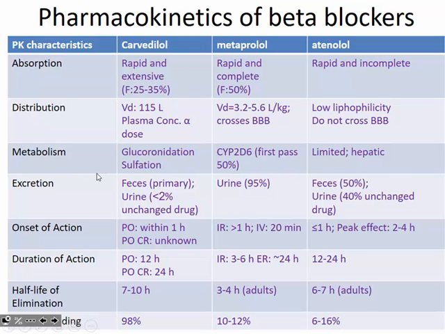So if you have a renally impaired patient and you want to choose a beta blocker, which one would you choose? Here, only 2% of the drug is getting through urine, the majority through feces. And here about 5%, and here about 40%. So which one is good for renally impaired patients? Carvedilol. Okay, so even metoprolol can be used.